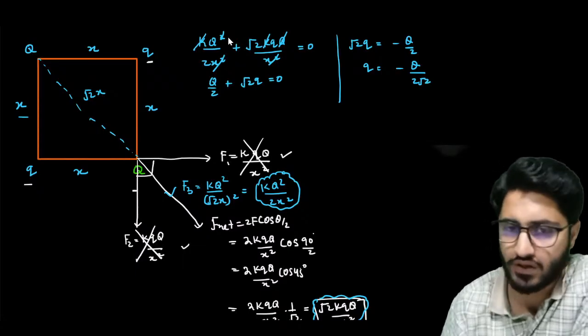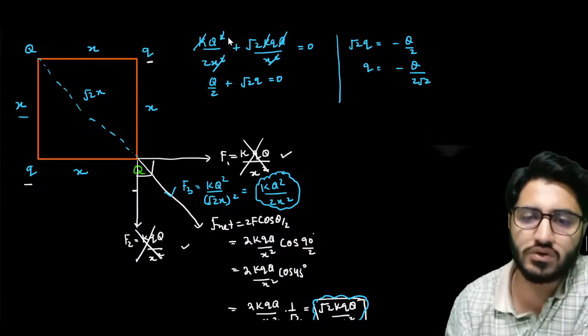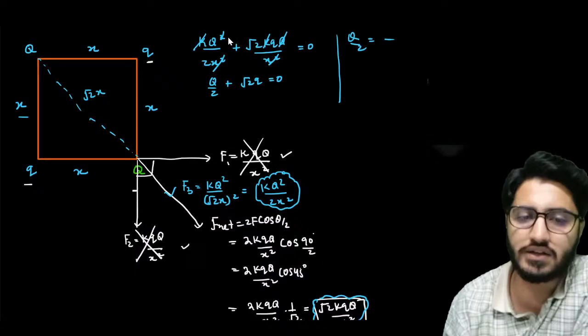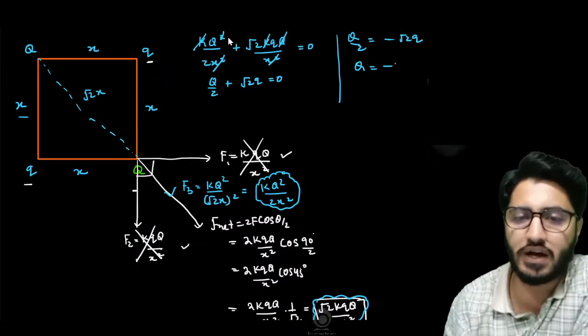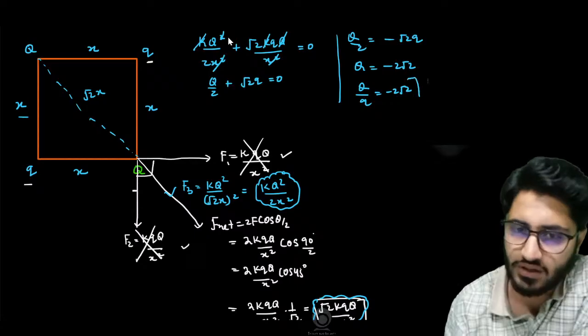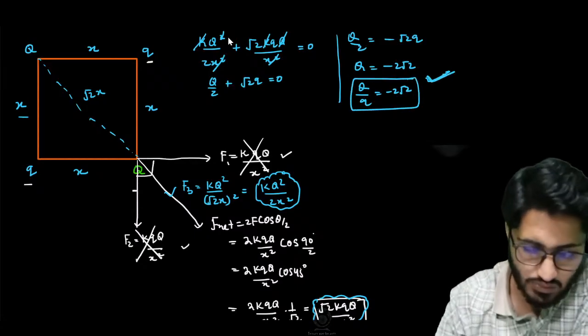What I have to find now is Q by q. No, I don't need to do this one now. Look, the answer is correct now. I can write Q by 2 equals minus root 2 times q, so Q by q came out to be minus 2 root 2. So yeah, this is my answer.